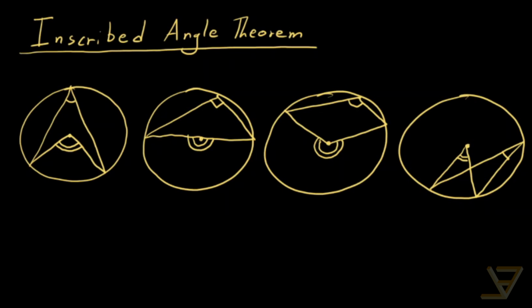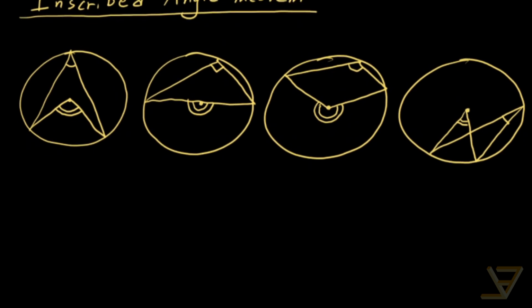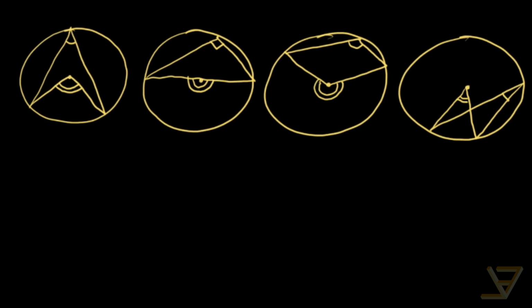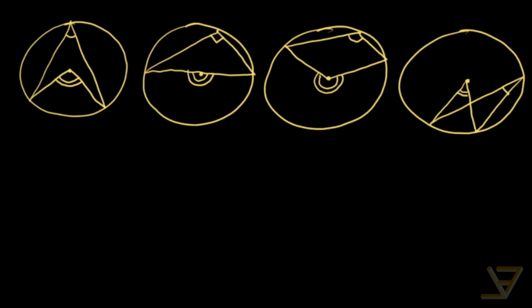Now usually what would happen in a proof is that these three or four cases would be tackled separately. Thales' theorem doesn't need to be tackled separately, although we have a separate video on that. But the other three cases need to be tackled separately.